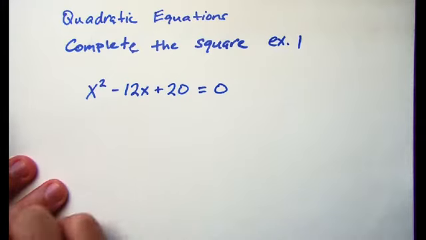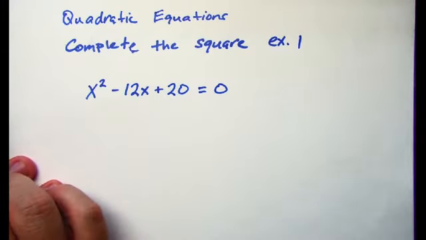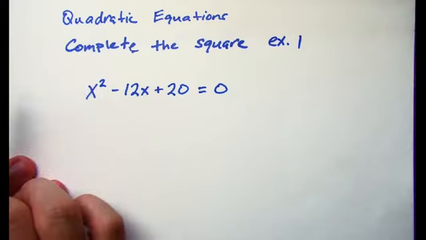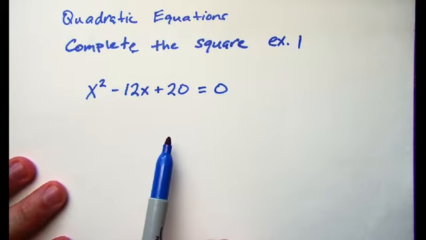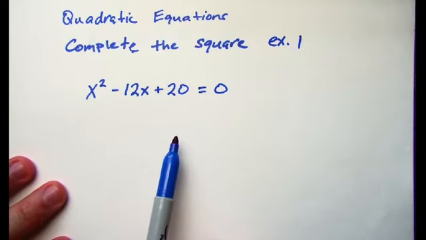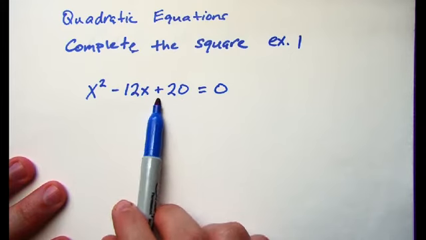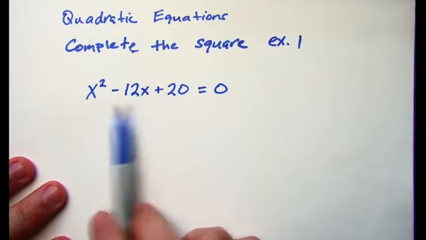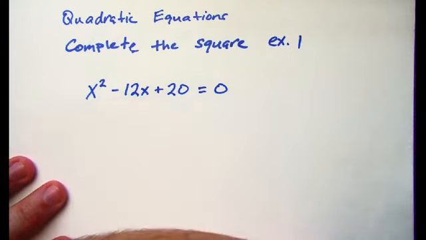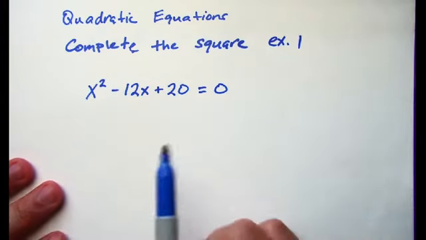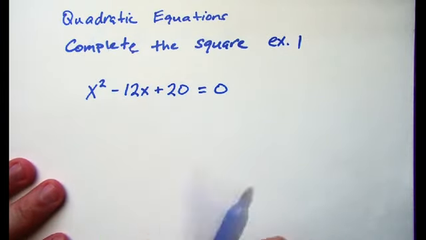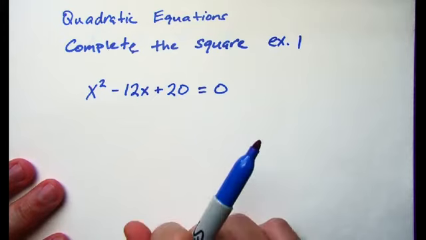In this video, we're going to look at solving quadratic equations by completing the square. Now, in this example, what you probably want to do first is try to solve it by another method, like factoring. Factors of 20 that would add to give you negative 12 would be negative 10 and negative 2. But for the sake of learning how to complete the square, let's do this one by completing the square.